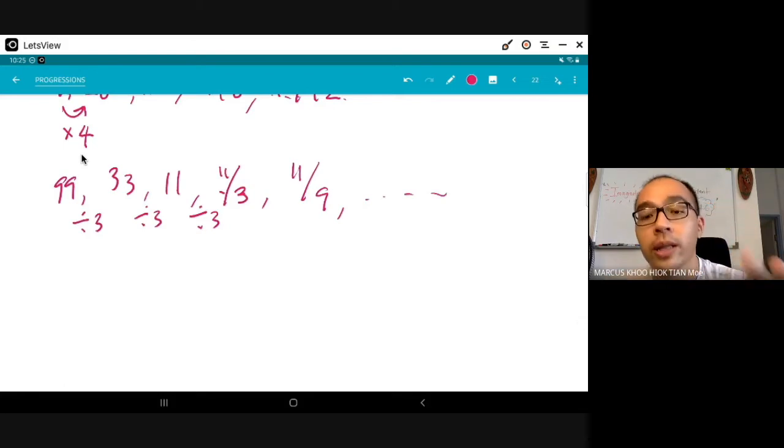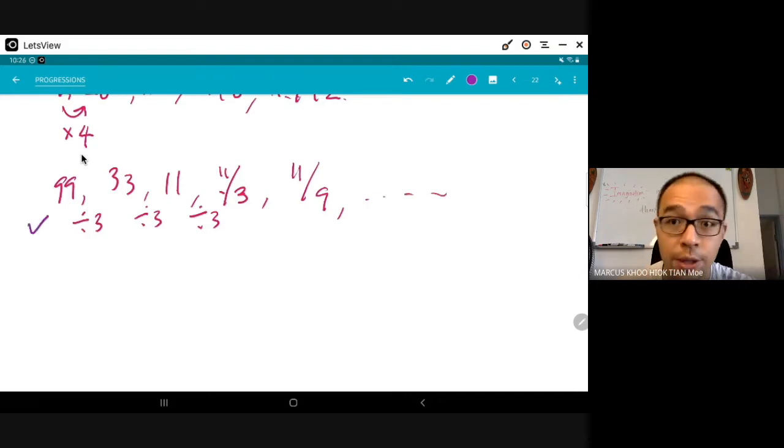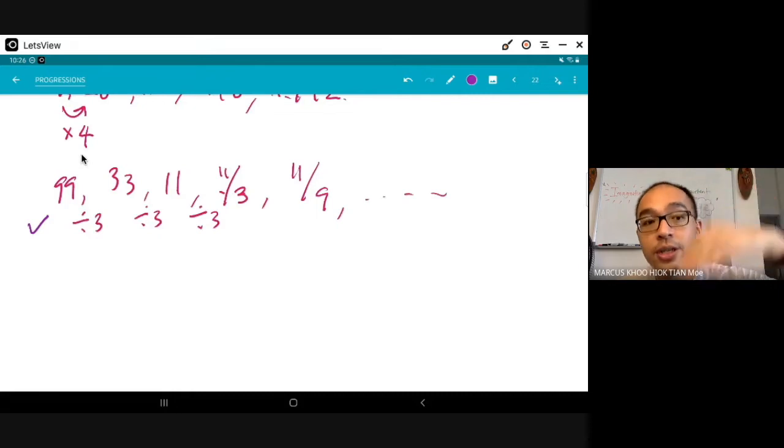So this is one thing that I want to remind you all. When we talk about progressions, I know I said times and divide, but actually it's better if you just use times only. For example, this one, we know that it is divide by 3. 99 divided by 3 is 33. 33 divided by 3 is 11. 11 divided by 3 is 11 over 3, and so on and so forth.